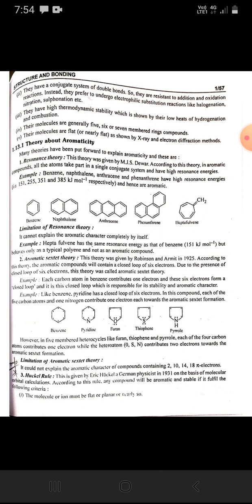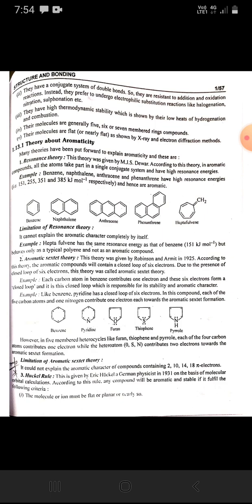This theory was given by Robinson and Armit in 1925. According to this theory, the aromatic compound will contain a closed loop of 6 electrons. Due to the presence of a closed loop of 6 electrons, this theory was called aromatic sextet theory.